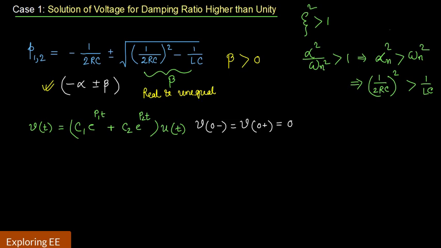For this case, the solution of voltage is in this form: V(t) equal to C1 times e to the power P1 t plus C2 times e to the power P2 t, multiplied by u(t).